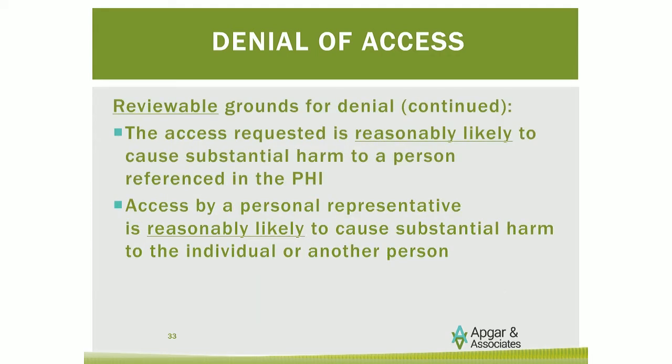Another reviewable grounds is if the access is reasonably likely to cause substantial harm to the person referenced in the PHI. So in other words, somebody's name is in the record, and you've taken information, not where it falls under the confidential information, but you got somebody else's information in the medical record for whatever reason, and you can deny them access, but they also have the right to appeal to that. Same thing as threat to harm another person. Now, if the access is also reasonably likely to cause significant harm to the individual and other person if it's accessed by the personal representative, that's appealable, just like if the patient were asking for it.